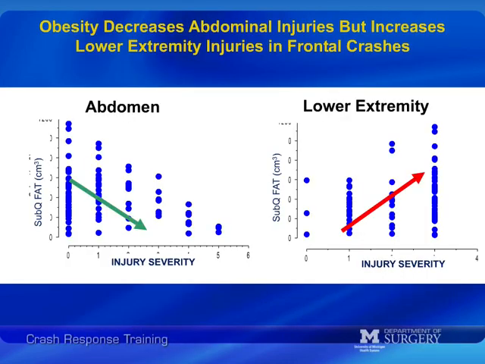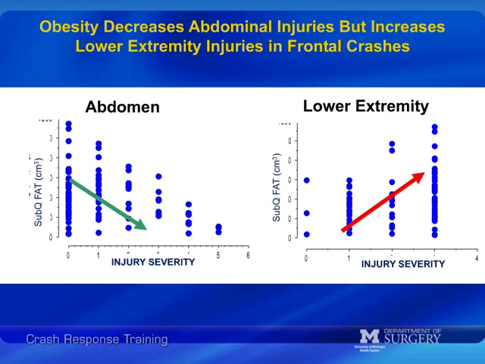What we found was that obesity, as evidenced by the amount of subcutaneous fat, decreases abdominal injuries but increases lower extremity injuries in frontal crashes. The graph on the left shows the amount of subcutaneous fat volume on the left and the injury severity to the abdomen along the bottom. The fatter patients don't get any severe abdominal injuries.